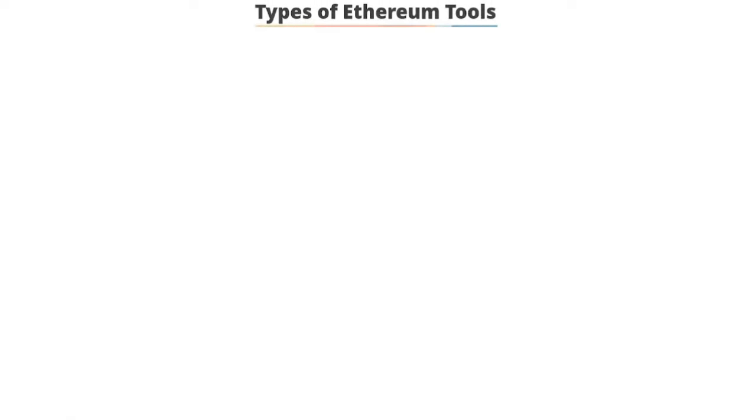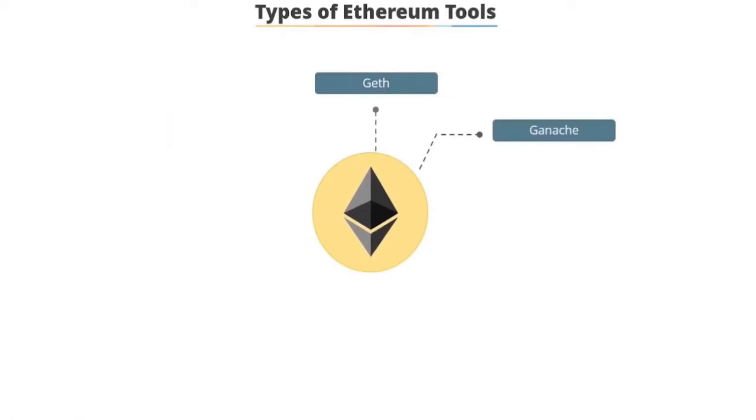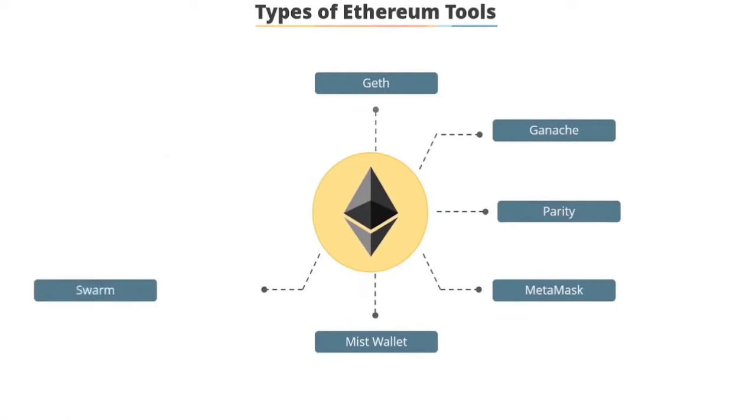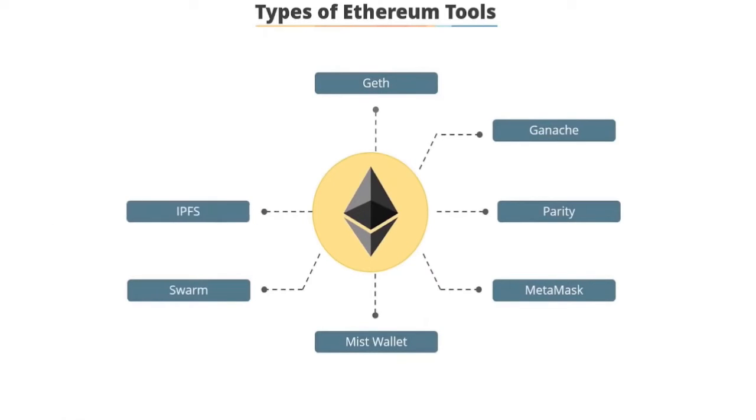Types of Ethereum tools. The Ethereum ecosystem consists of 8 major tools. They are Geth, Ganache, Parity, MetaMask, Mist Wallet, Swarm, IPFS, Whisper. Now, let's move forward and take a look at each of these in detail.